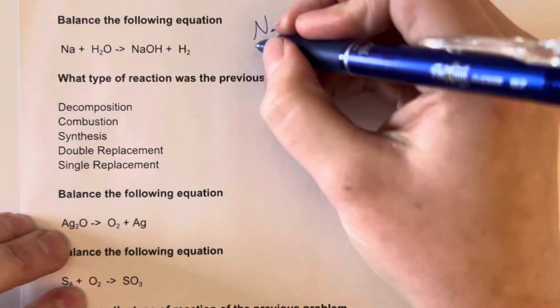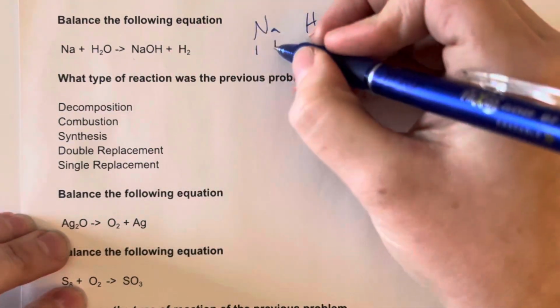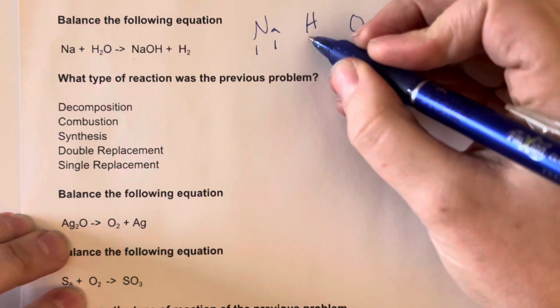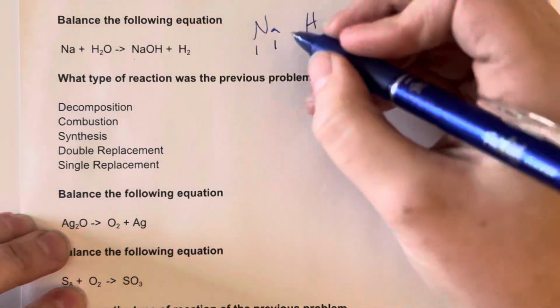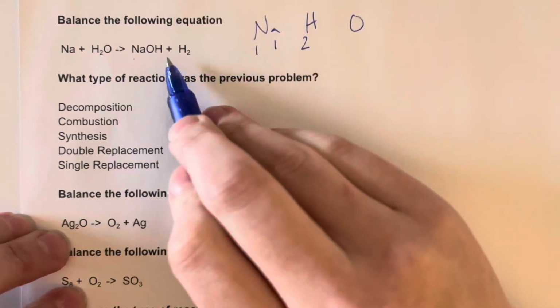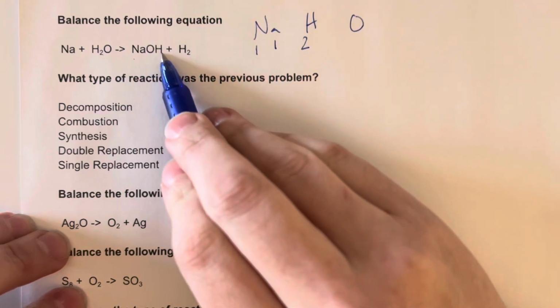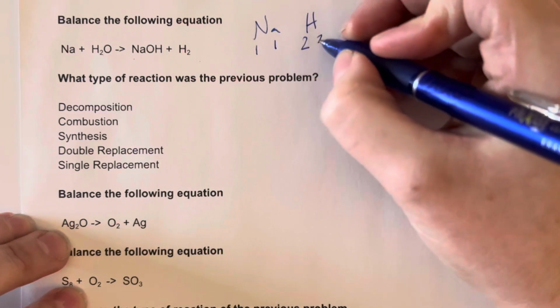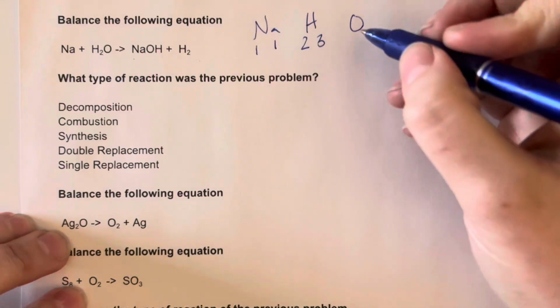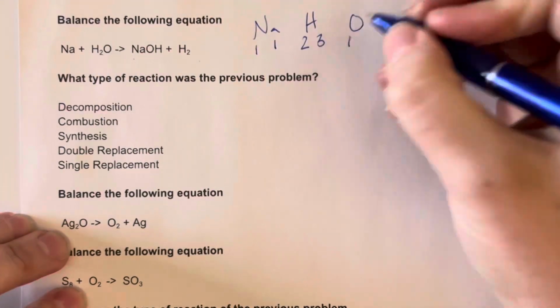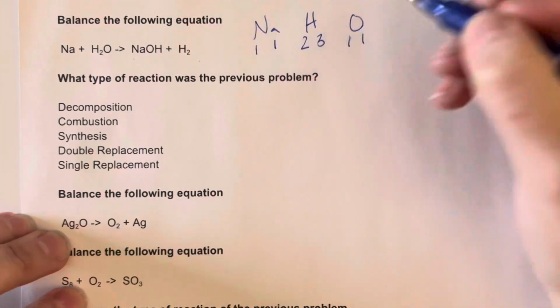On the left-hand side, I have 1 sodium. On the right-hand side, I also have 1 sodium. On the left-hand side, I have 2 hydrogens. On the right-hand side, I have 1 plus 2, so I have 3 hydrogens. Oxygen on the left-hand side, I have 1, and on the right-hand side, I have 1.